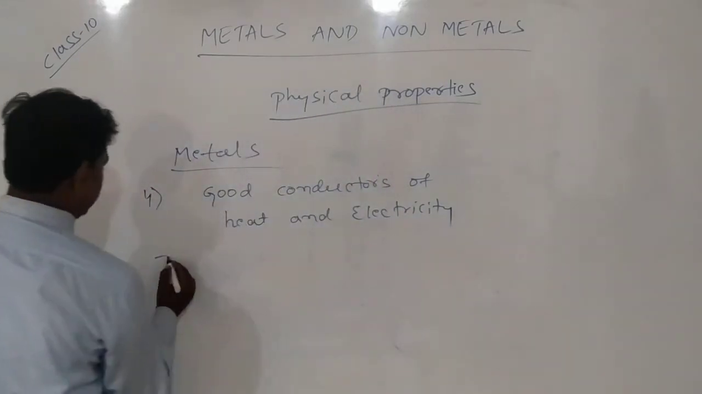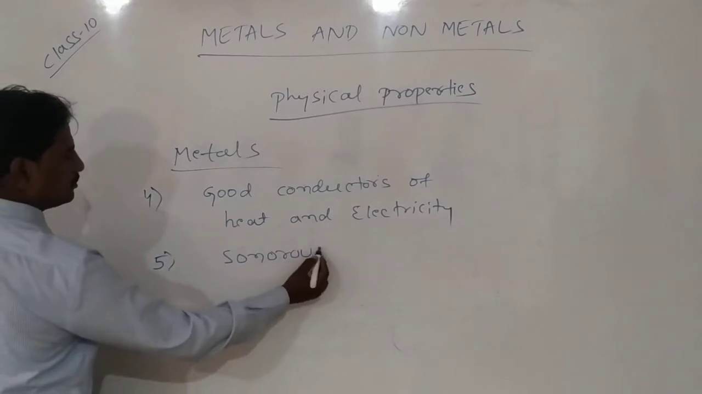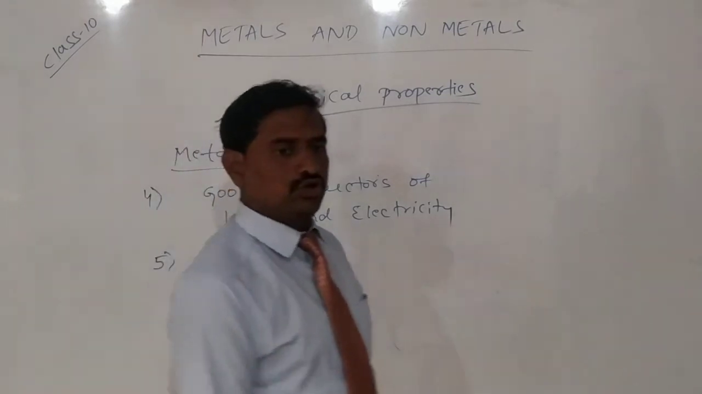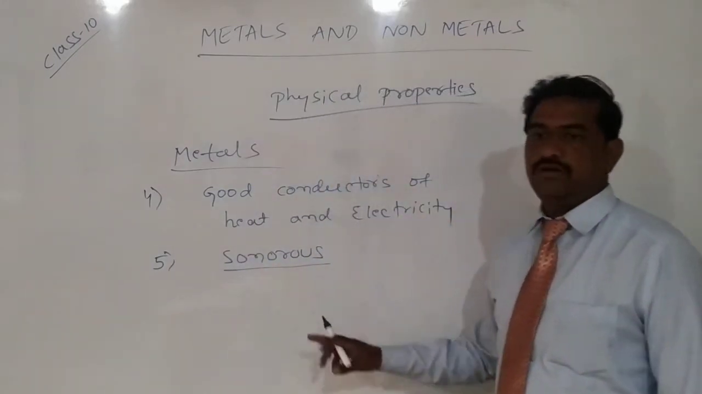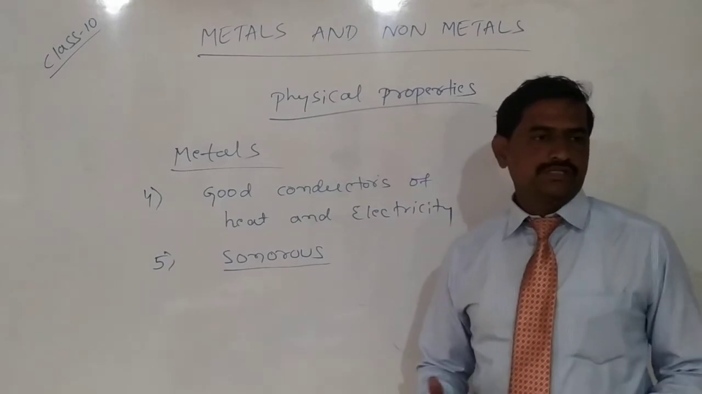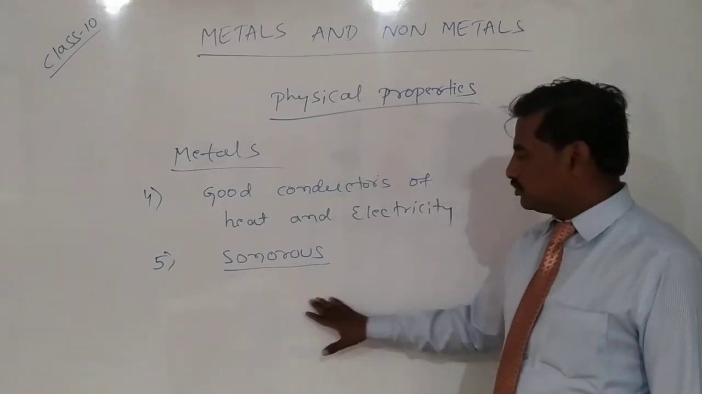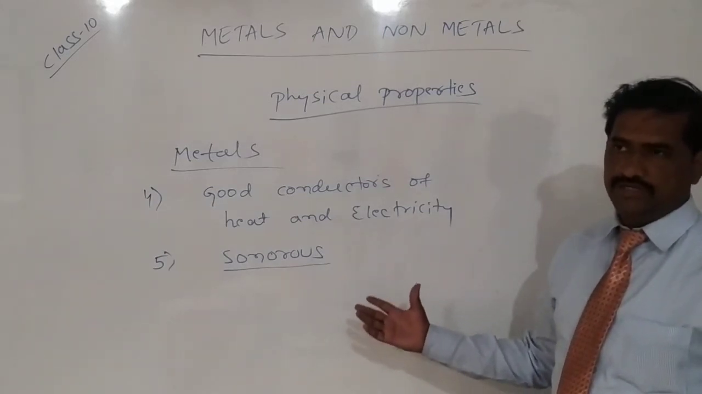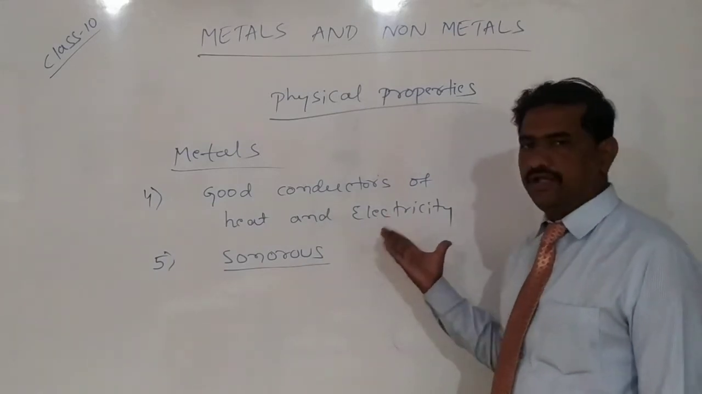The next property: metals are sonorous. What do you mean by sonorous? Sonorous means sound producing. The metals can produce sound. So that's why they are sonorous. That's one of the physical properties. Metals are sonorous. Metals are good conductors of heat and electricity.